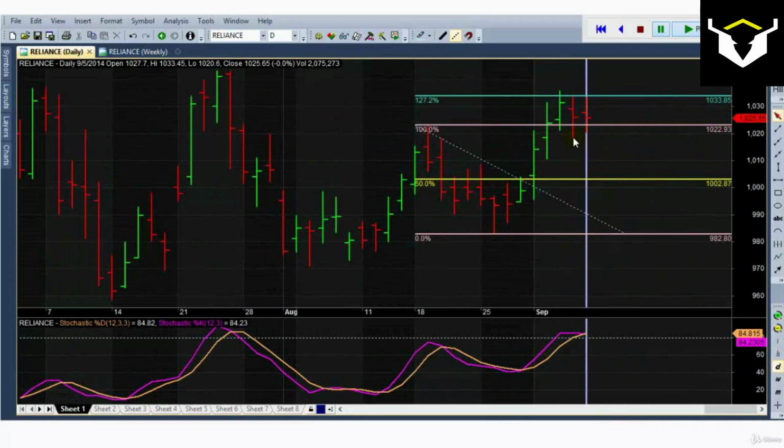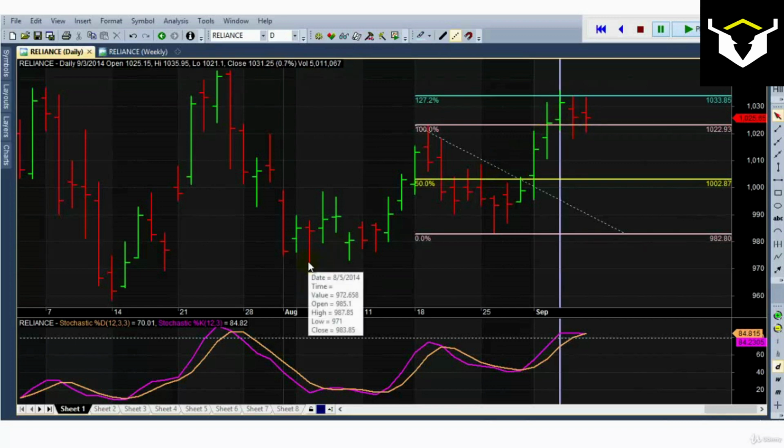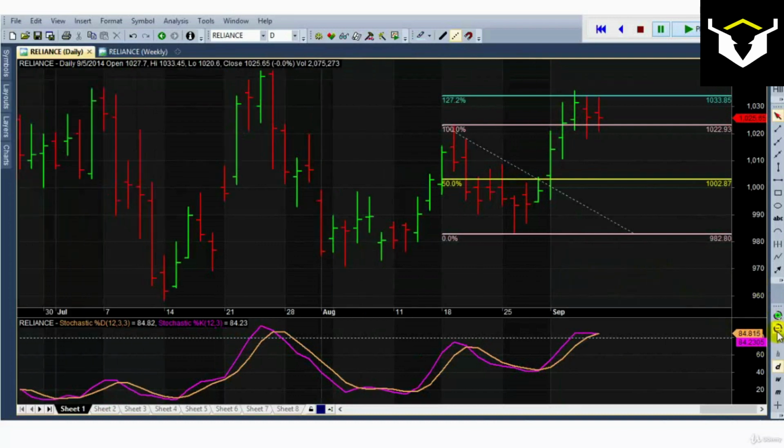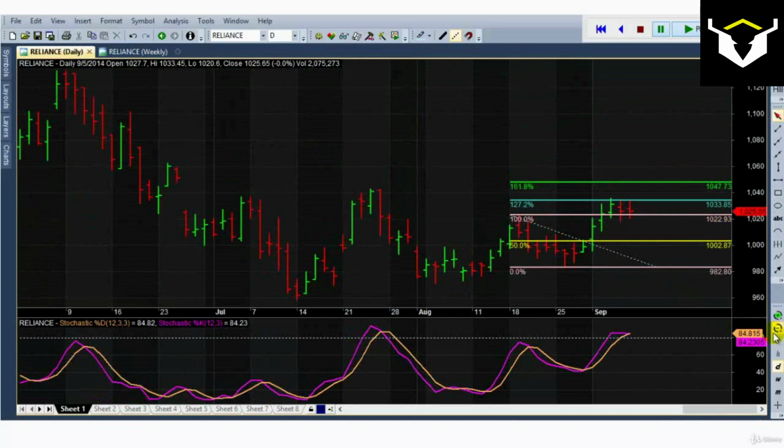Once stock trades below this low, we will take a sell trade where our stop will be this swing high, and we want at least this low of 970 to be removed. So maybe stock will turn after hitting 127, maybe stock will give us a false trade and continue with its upward move. We don't know that, but what we know is higher time frame is favoring us, and so on lower time frame we can look to find a top.